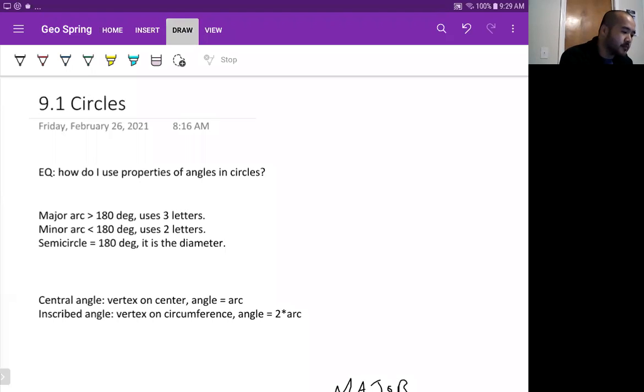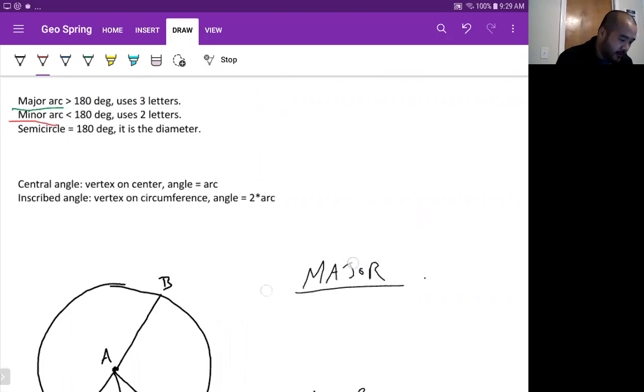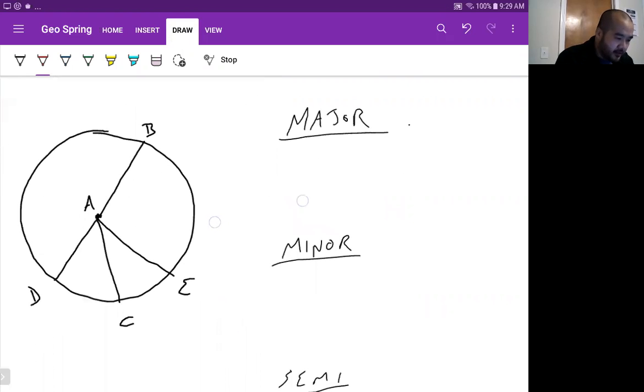Here we go. So how do I use properties of angles in circles? That's what we're looking at today. There's three things: the major arc, the minor arc, and a semicircle. And then we'll hit those other two things later. So here is a circle. When you're looking at the major arc, your major arc is greater than 180, and it uses three letters.